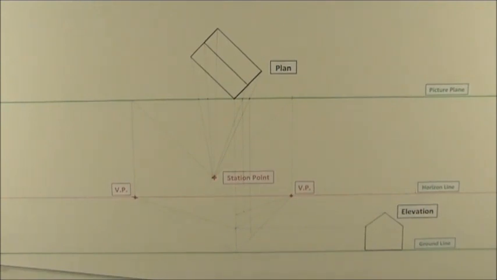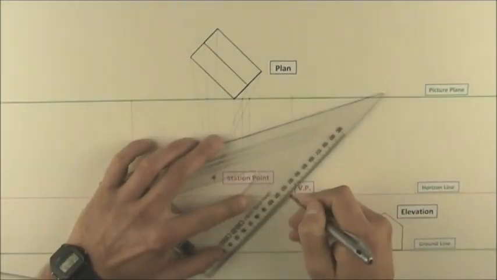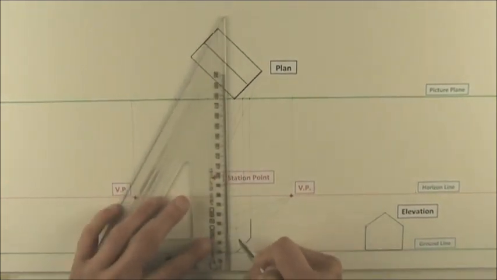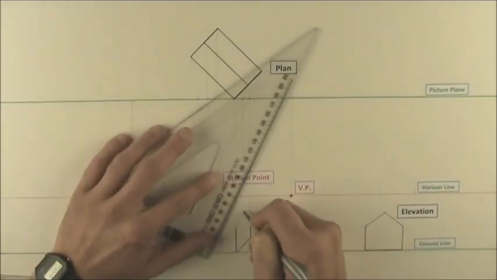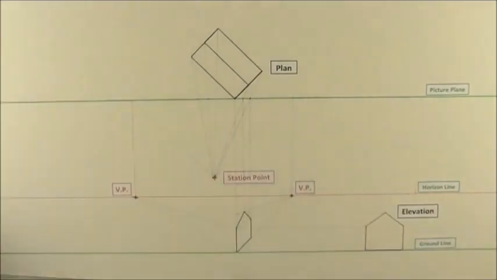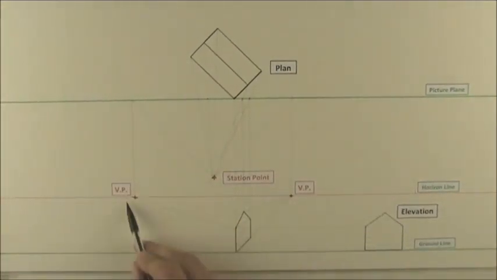So what I can do now is I can darken in that end of the house that gives us that detail. So again, we've got the heights that are being projected back, and then I can just finish off that detail with the slope of the roof.